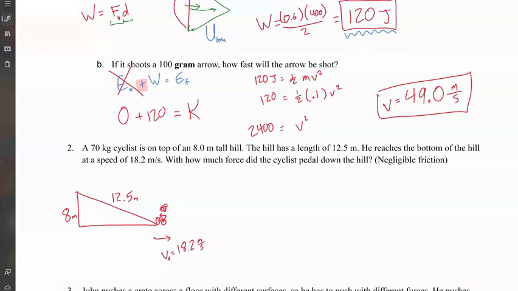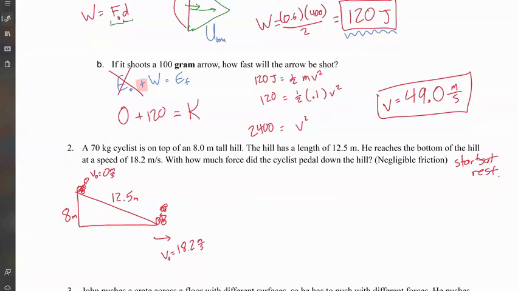And he starts, I should say, I apologize, I should say starts at rest. Starts at rest. That is something the problem should include. He starts at rest on top of an 8-meter tall hill. Okay, so we've got our cyclist starting at V initial equal to 0. V naught equals 0. With how much force did the cyclist pedal down the hill?